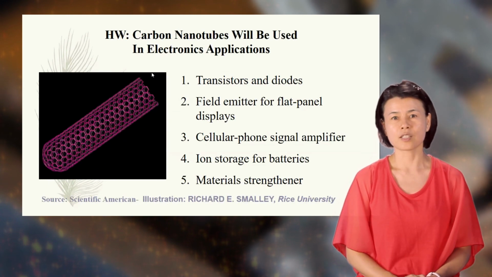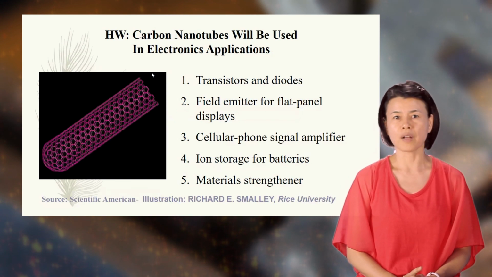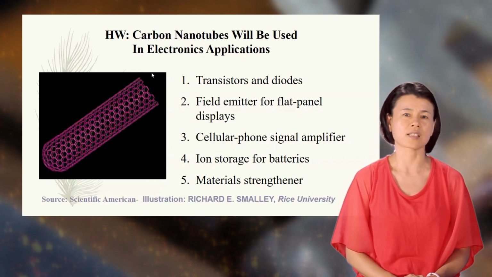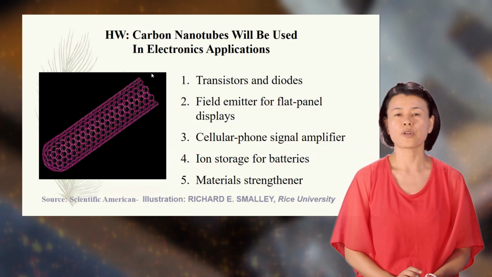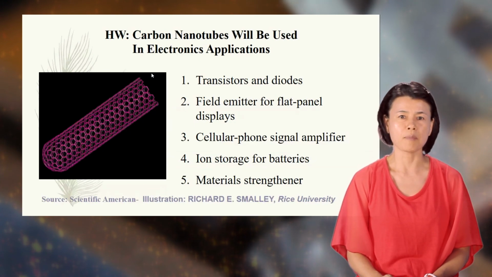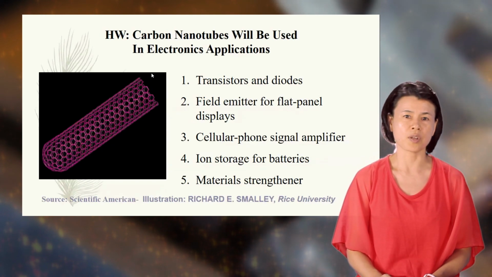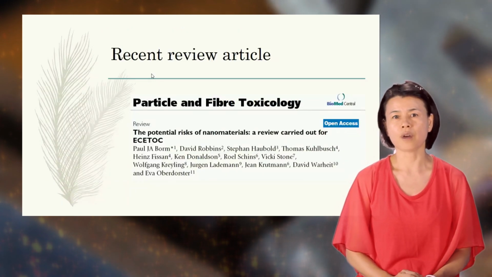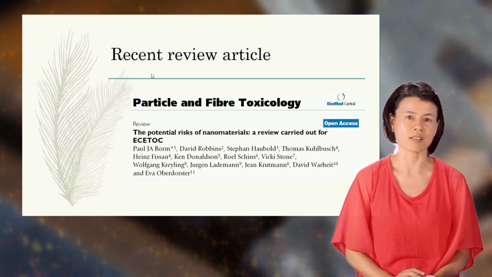Finally, that brings us to the last part, homework for this section. Please look for the following examples and figure out how nanomaterials are applied in electronics. The fields include transistors and diodes, field emitters for flat panel displays, cellular phone signal amplifiers, ion storage for batteries, and material strengtheners. This is a recent review article recommended for those who would like to come to a better understanding of it.